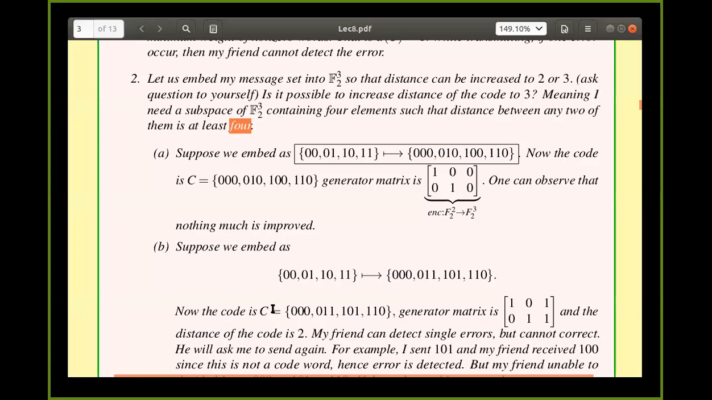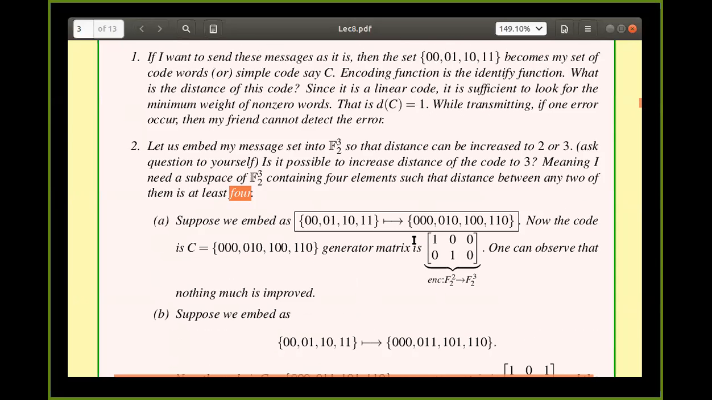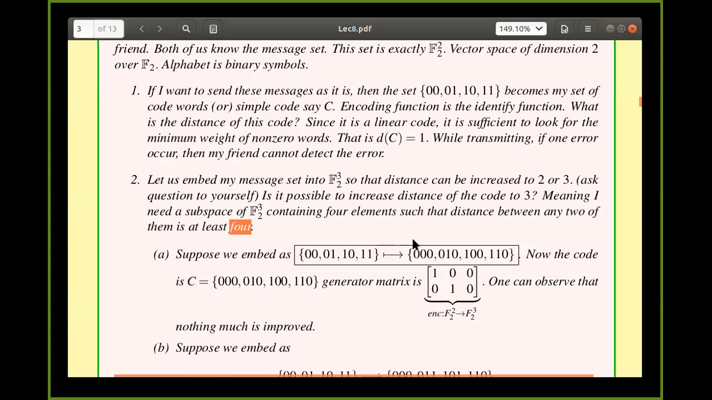So now the code is 0, 0, 0, 1, 1, 0, 1, 1, right? So is it possible like this one? What is happening here? Can somebody help me? How can I get from here to here? Parity check. Yeah, exactly.